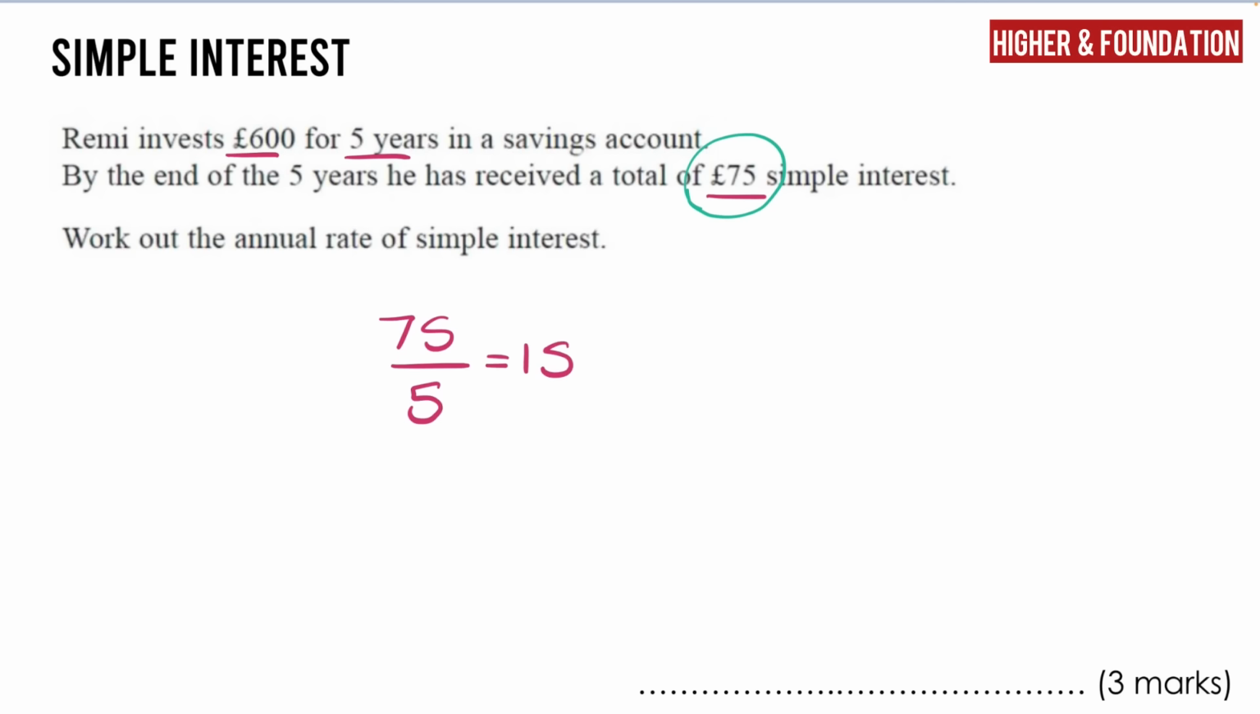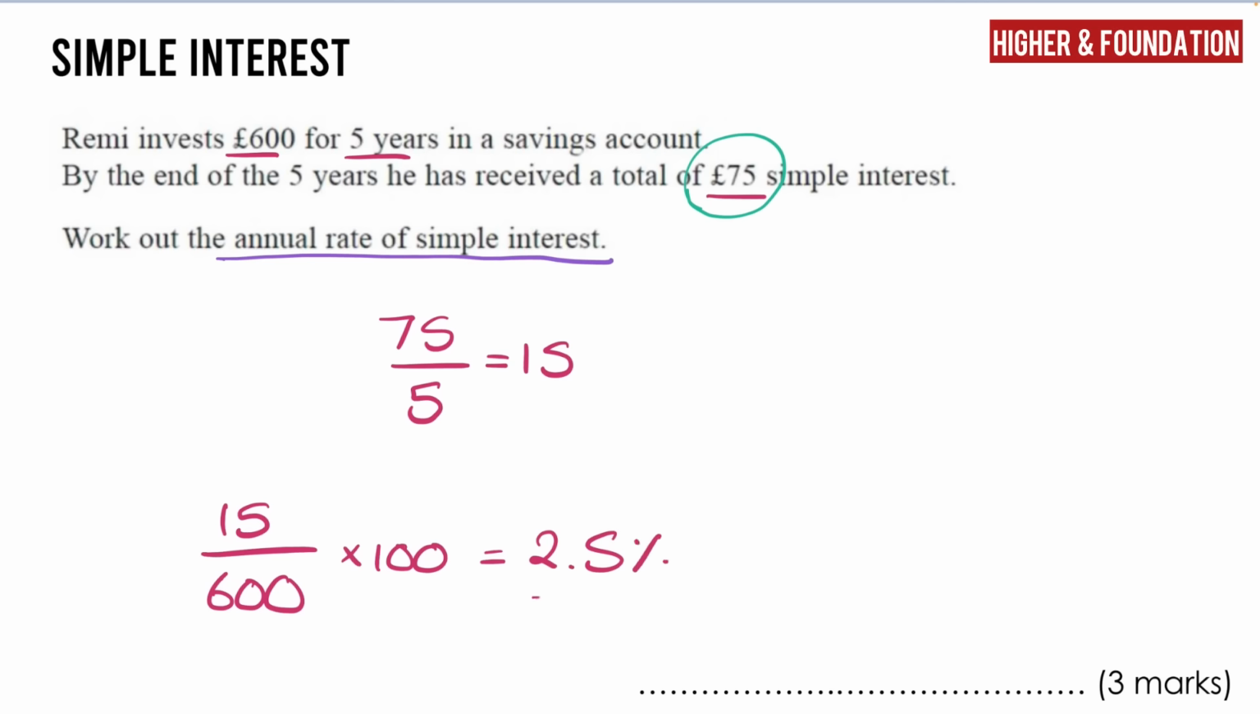If we want to work that out as an annual rate of simple interest, we can write it as a percentage. Like we would with a test score, we got £15 out of the £600 that we put in. On the calculator, we can then times that by 100 and it will give it to us as a percentage. So 15 divided by 600 times your answer by 100 and you get 2.5%. So there we go, our annual rate of interest here is 2.5%, and just remembering that simple interest is where you get the same amount of money every single year.